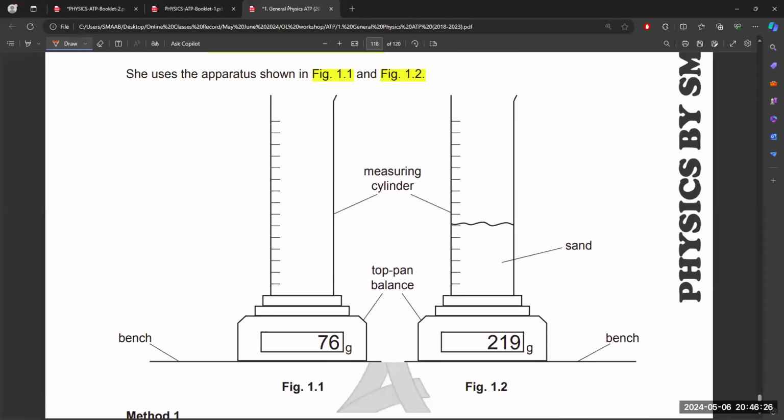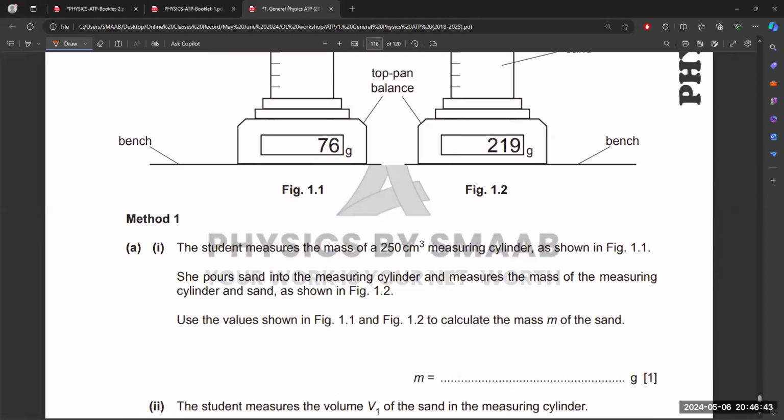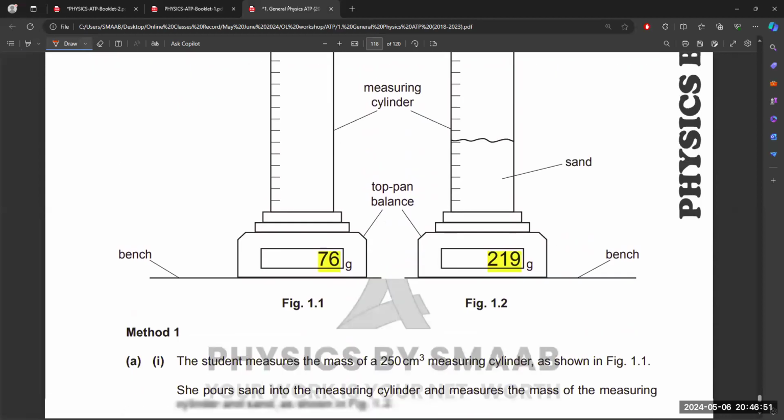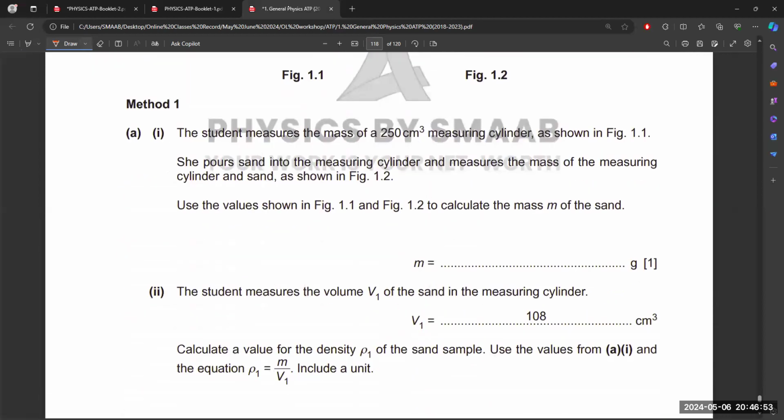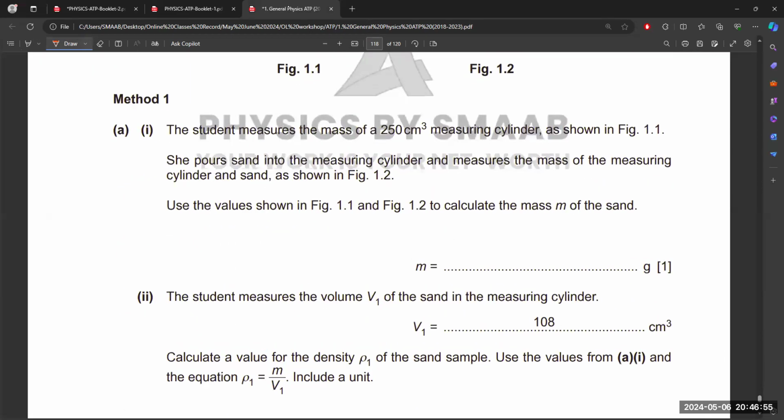So you can see these are two different diagrams. There are two top pan balances, and there are two readings also given in the diagram. In the first, we are getting 76. In the second, we are getting 219. Okay. Now, method one.